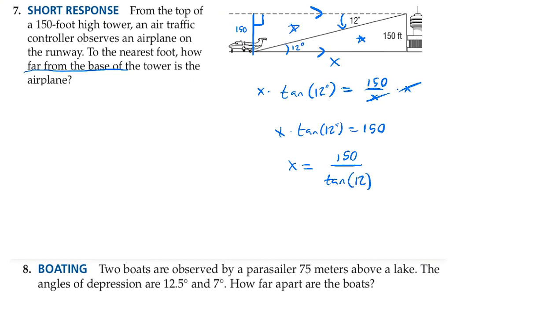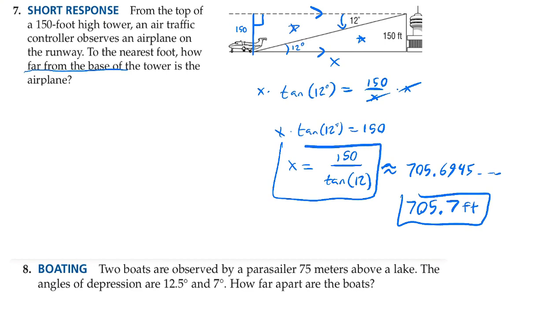I plug that into my calculator. 150 divided by the tangent of 12 degrees. Careful of my parentheses. And I get that it's around 705.6945... And so you could round that to 705.7, and that's in feet. You could also leave this as an exact answer on a test or quiz. For me, I like it like that.